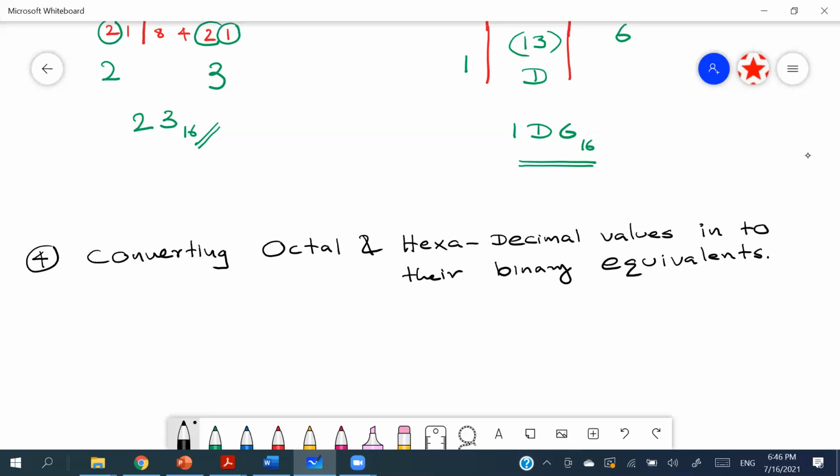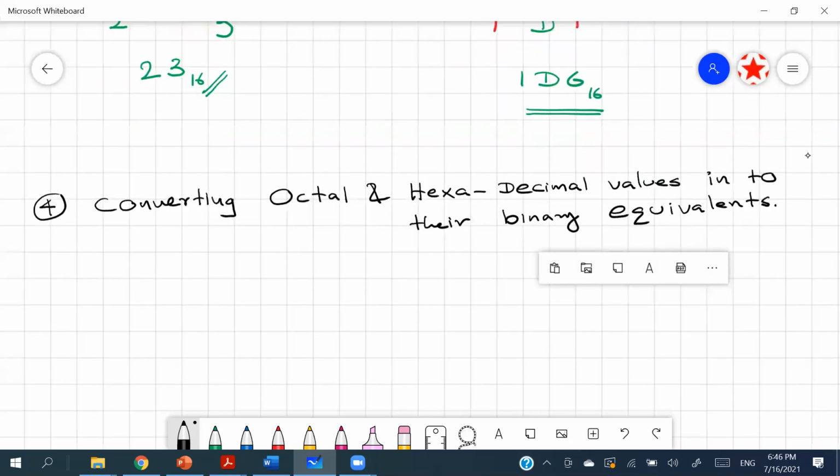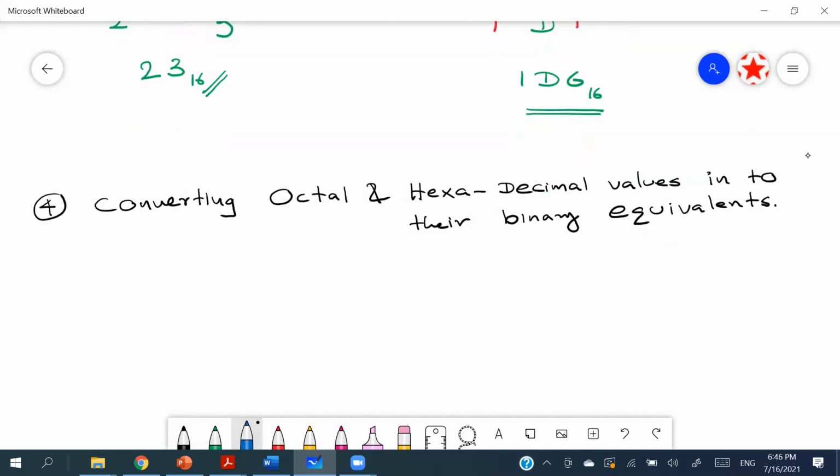Right? You will see it is very easy. Okay, let me give you the very first example. Example 1. Convert 427 octal into its binary equivalent.